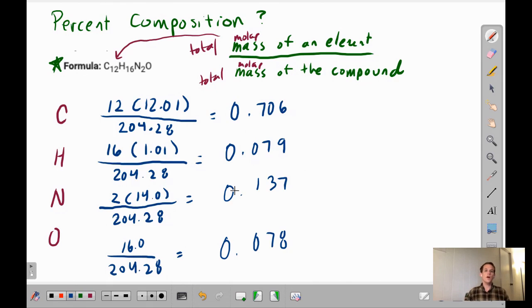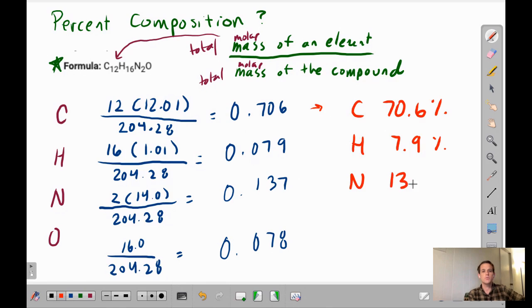Calculation complete. All right, so it looks like for this one, these were the numbers that we yielded. Now you might say those look like pretty small percents, but don't forget they are fractions, so we've got to multiply all these by 100. So what's our final percents here? For carbon, it's going to be 70.6% composition of our original compound is carbon. And for hydrogen, we would say it's 7.9% hydrogen. For nitrogen, we would say it's 13.7% nitrogen. And finally, for oxygen, we'd say it's 7.8% oxygen. All right, there we have it. We've calculated the percent composition.